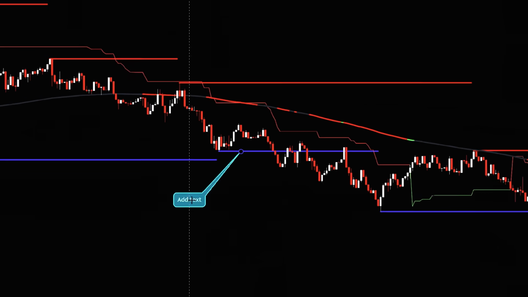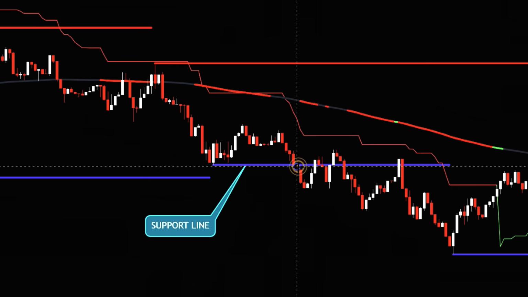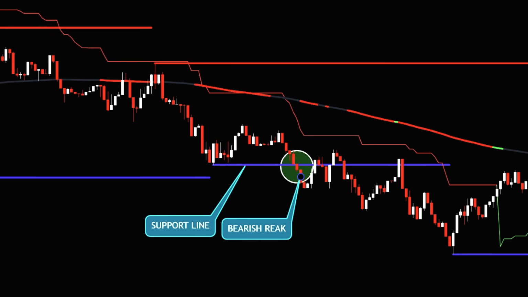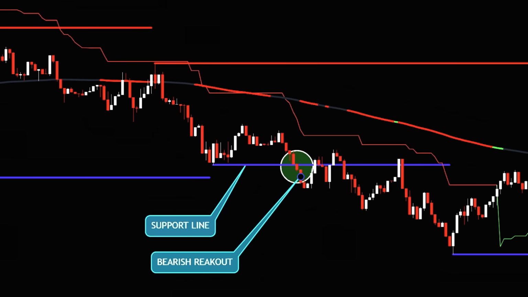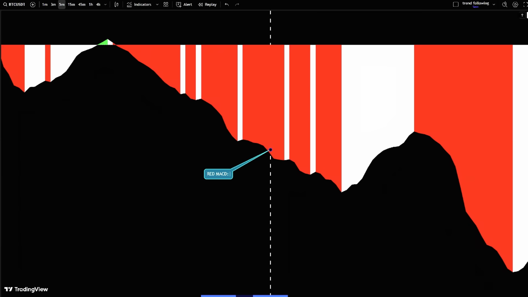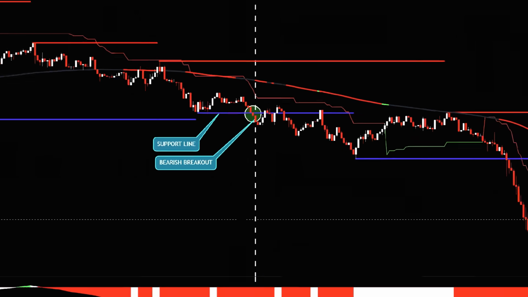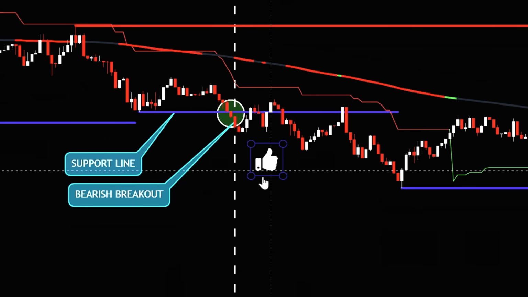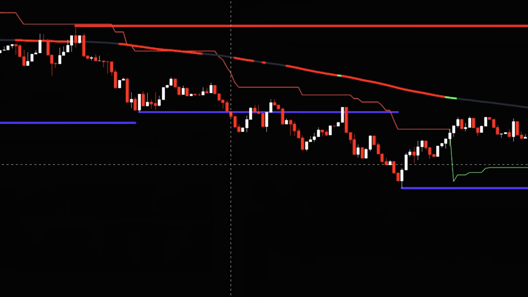And for a sell trade, it's the exact same logic, just inverted. You need a candle to break and close below a support line, and you need to see a red area on the MACD confirming bearish momentum. It's that simple. Breakout, confirmation, trade.